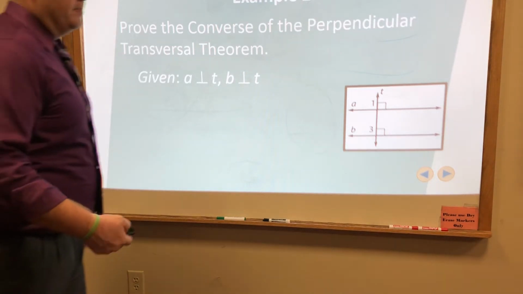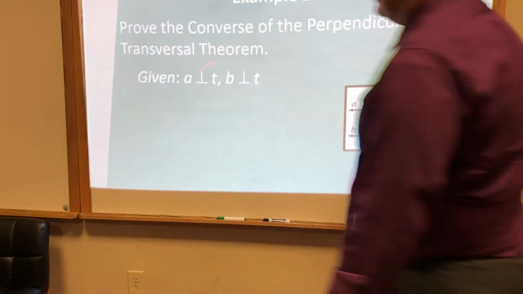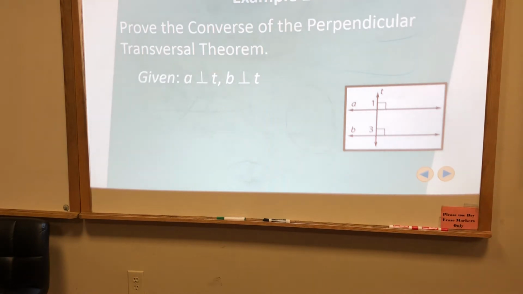So remember, what is perpendicular? This is the symbol for perpendicular. It's an upside down T. And we're going to be proving that A and B are congruent.